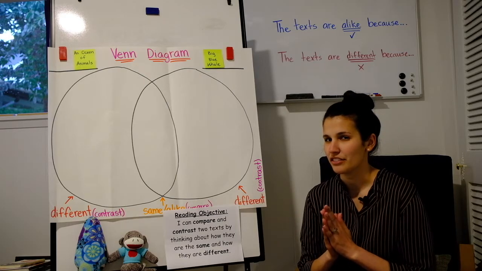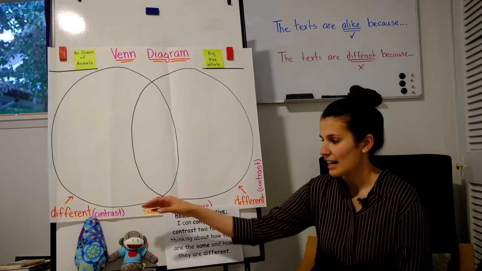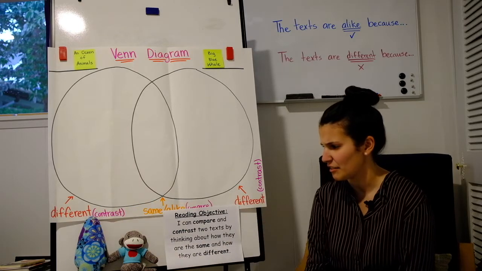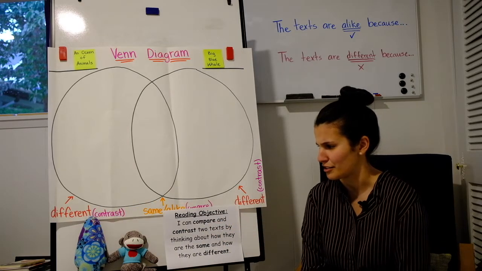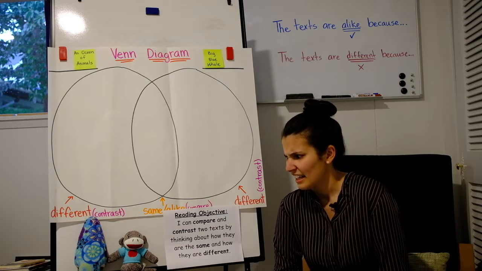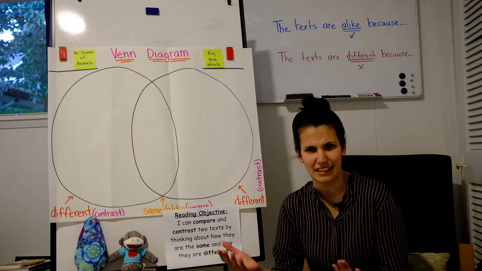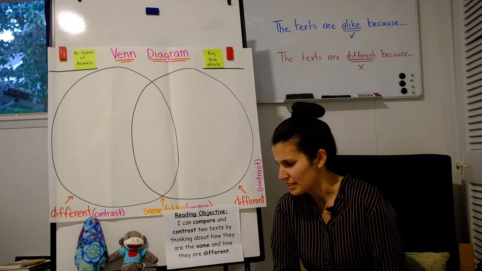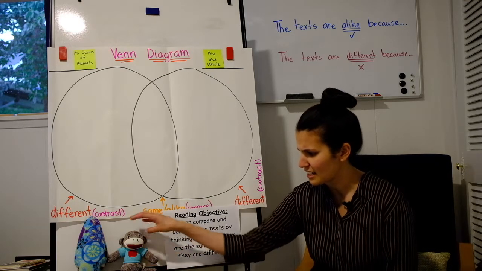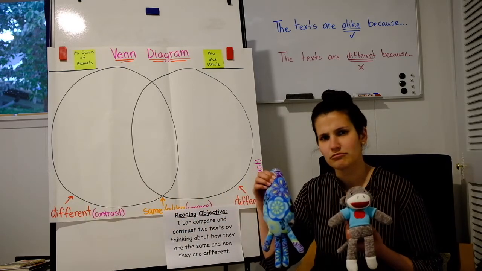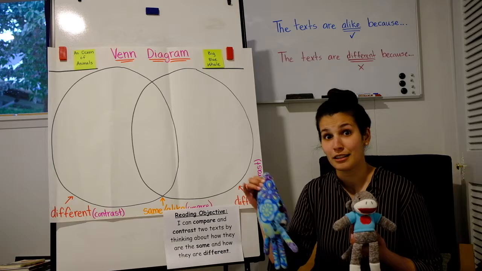But I'm wondering if you can help me. I have Mr. Sock Monkey and Cleo, the cuttlefish. And I was looking at my two turn and talk partners, and I was wondering, how are they the same and how are they different? I was comparing them. What would you say? How are these guys the same and how are they different? Go ahead and turn and tell your partner.